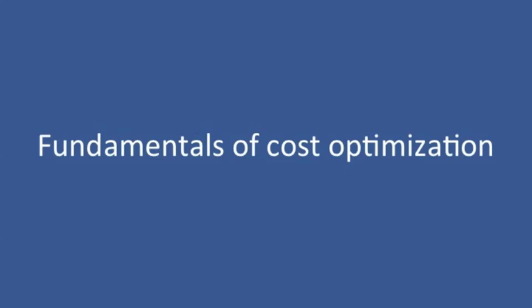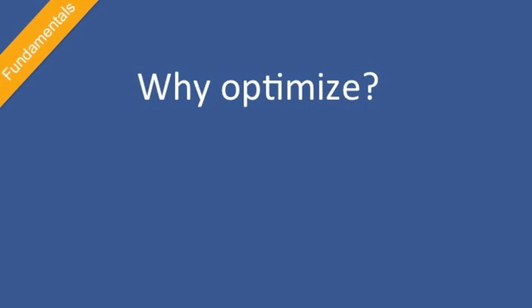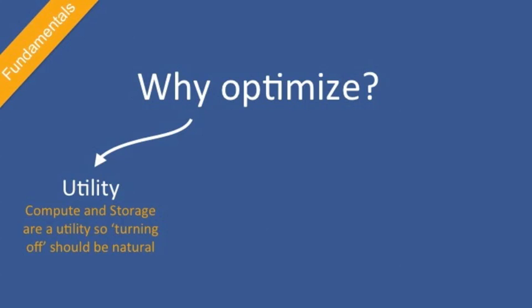So let's look firstly at the fundamentals of cost optimization and why we want to achieve cost optimization. Firstly is that AWS is a utility. Just as you would turn off an electricity switch when you're finished using it, or lights when you leave the room, as a utility, compute and storage can be turned off too.